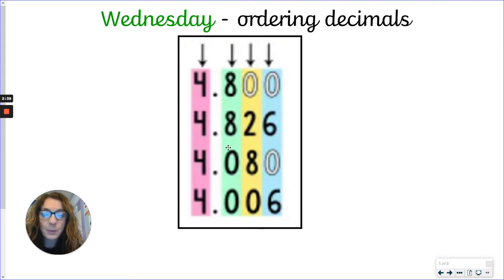So in this case, when we look at the tenths, we can see that these two numbers have 8 tenths and these two numbers have 0 tenths. So if I'm looking for the smallest number, I know that I'm looking at these two at the bottom. When I look at the hundredths, I can see that this number has 8 hundredths, this number has 0 hundredths, therefore this is the smallest number. And then I would continue to work on these 3 to work out the order for the rest. So again, arrange them vertically using the decimal point and work from the left.